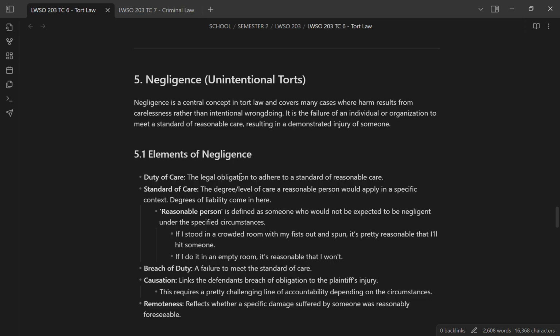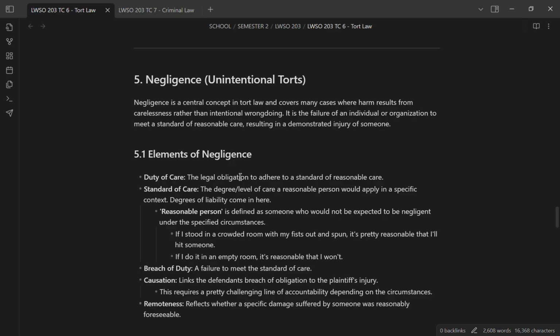Just to look at the elements of negligence again here, we have things like duty of care, or the legal obligation to adhere to a standard of reasonable care, and then we have standard of care, which is the degree or level of responsibility a person would apply in a specific context. Degrees of liability come in here.